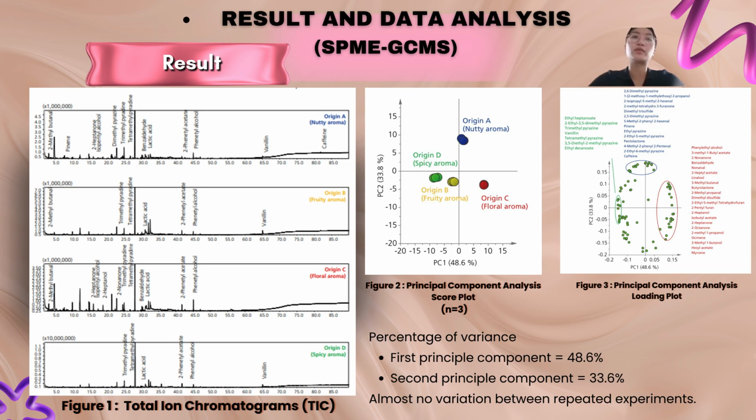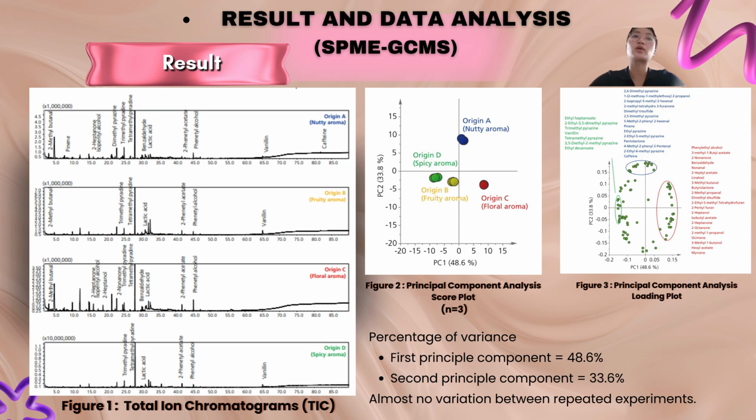Next, we have SPME-GCMS. This instrument was used to analyze and acquire chromatography data of chocolates made from different geographical origins of cocoa. When we look at figure 1, each chocolate with a different geographical origin results in a different chromatogram. And the primary sensory attributes revealed for the four chocolate samples are nutty, fruity, floral, and spicy.